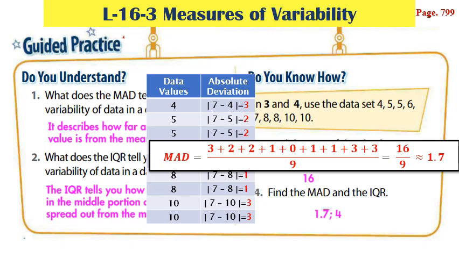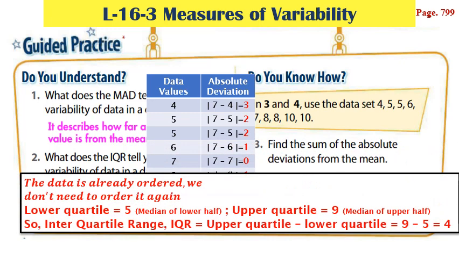Okay, now let's find the interquartile range, IQR. How? Very good. For this we need to find the upper quartile and lower quartile. The data is already ordered, so we don't need to order it again. Lower quartile equals 5, the median of the lower half. Upper quartile equals 9, the median of the upper half. So, interquartile range, IQR, equals upper quartile minus lower quartile, equals 9 minus 5, equals 4. Very good.